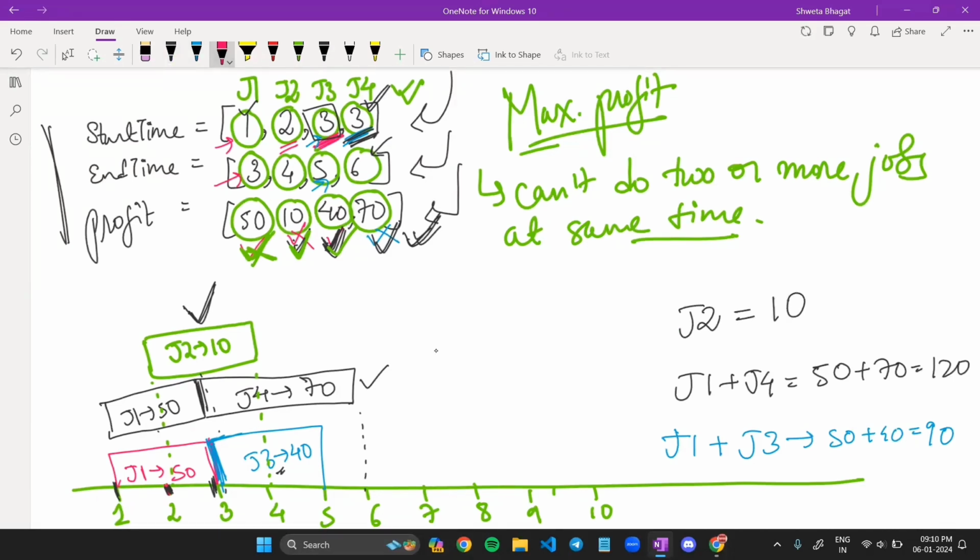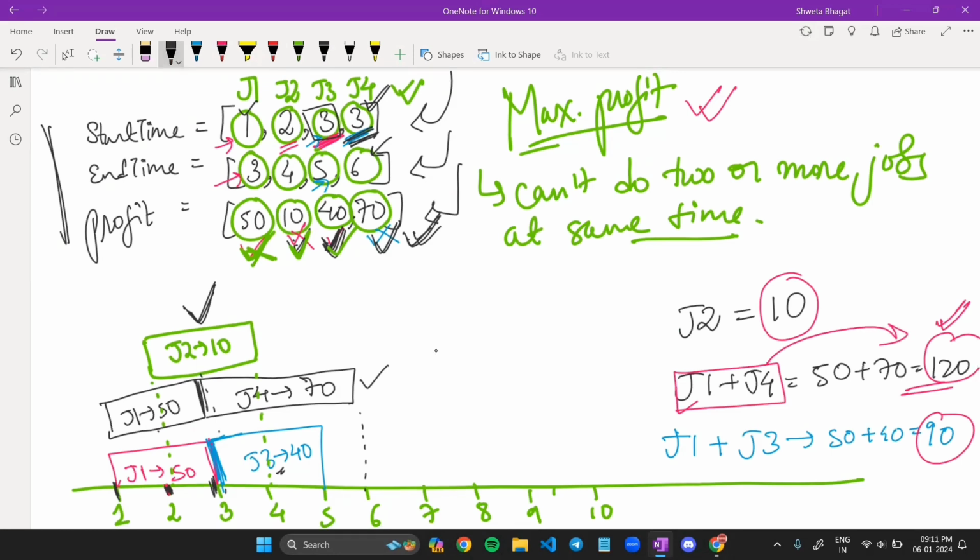Now, since we are asked to find the max profit, so we'll be finding the max of 10, 120, and 90. So the max of these three is 120, and this is our answer. It means we are going to do job 1 and job 4 together to get a profit of 120.